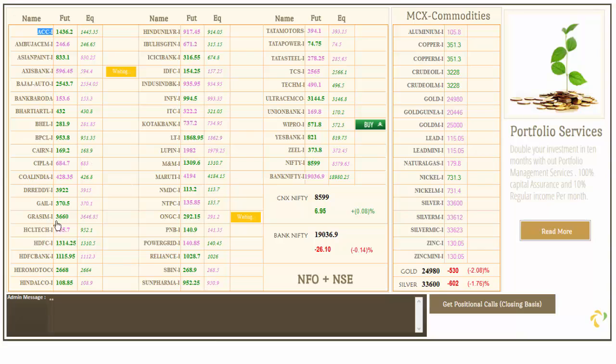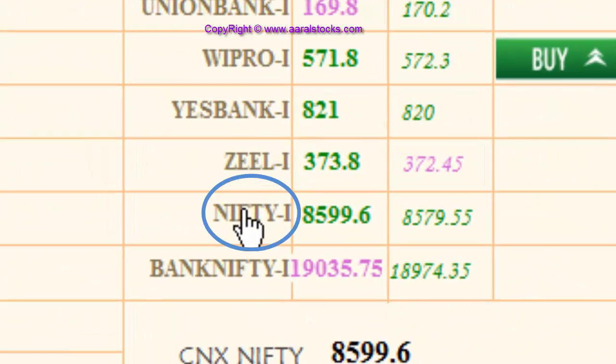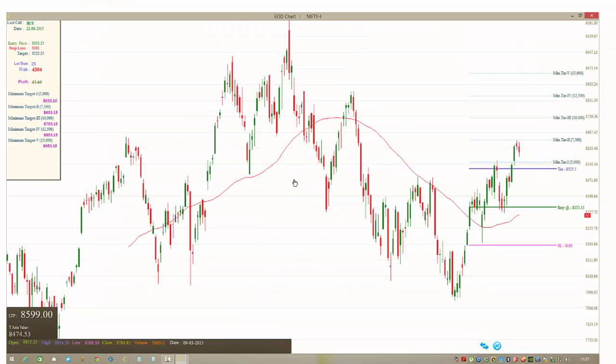Now we are going to see how to open the EOD chart in the Aaral client software. As we discussed before, if you want to open a particular script's EOD chart, you have to click the script name label. For example, if you want to open the Nifty EOD chart, you have to click the name of the Nifty. Now we are in the Nifty EOD chart.